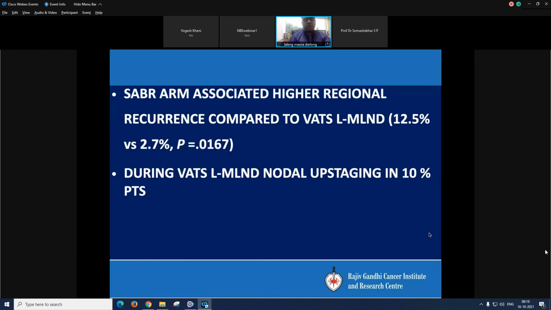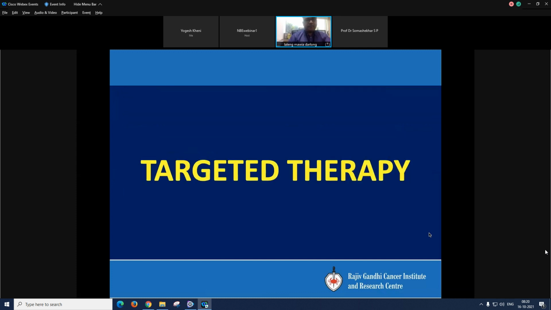What they also found out in the SABR arm, it was associated with high local regional recurrence compared to VATS, 12.5% versus 2.7%, and there was upstaging of the nodal station in about 10% of cases. So we are basically saying to our patients in such cases that you're going to live as equivalent as surgery, but you're going to have higher chance of recurrence. So we're going to treat it again, and this is something again very interesting.